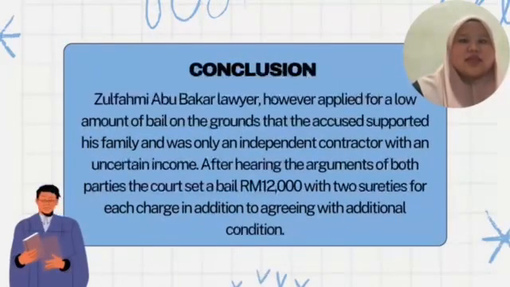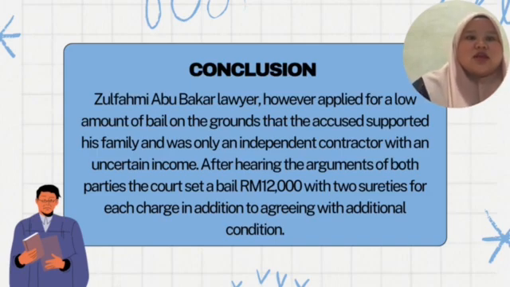Conclusion of this case: Zulfahmi Abu Bakar, the lawyer, however, applied for a low amount of bail on the grounds that the accused supported his family and was only an independent contractor with uncertain income. After hearing the arguments of both parties, the court set a bail of RM12,000 with 2 sureties for each charge in addition to agreeing with additional conditions.